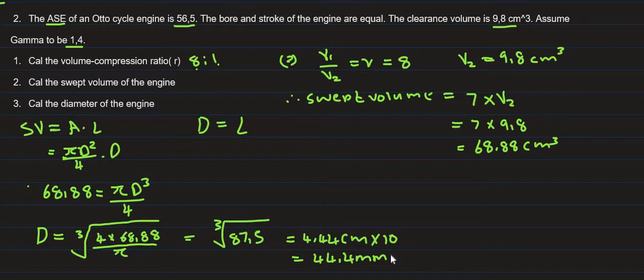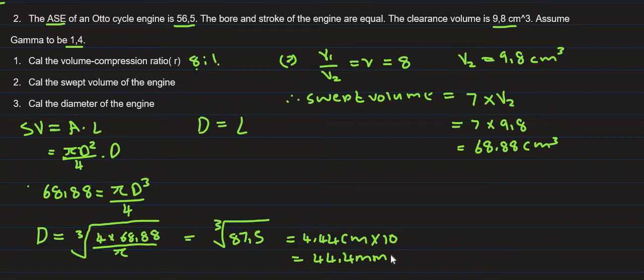The ratio is 8.1, 8:1. Then calculate the swept volume of the engine. That's V1 over V2, which is R, which is 8.1. And V2 is the clearance volume, which is 9.8. Then the swept volume is 8.1 multiplied by V2, which is 7 multiplied by 9.8, and the volume is 68.8.